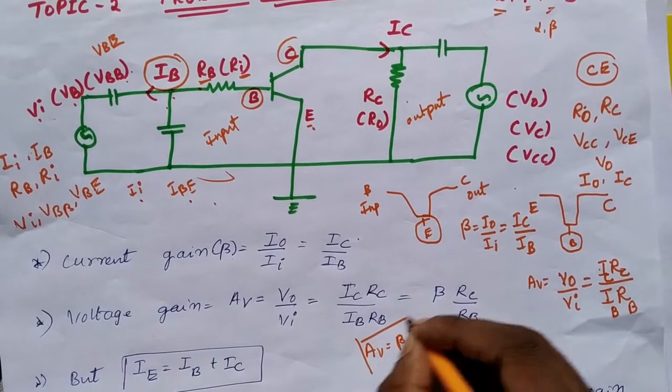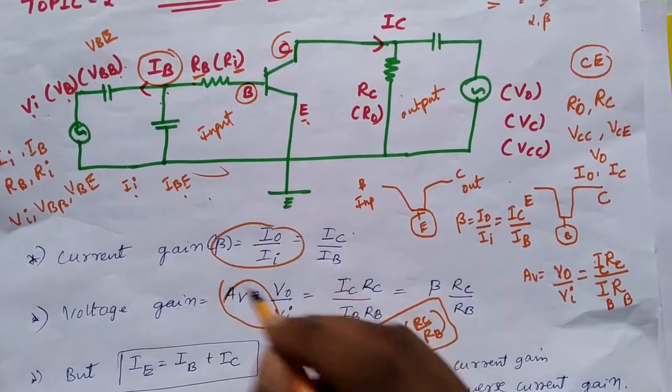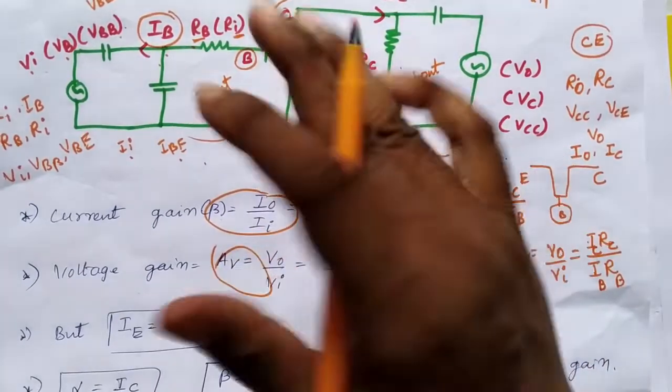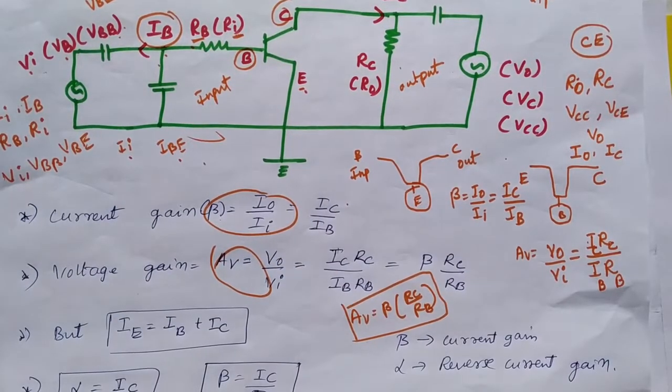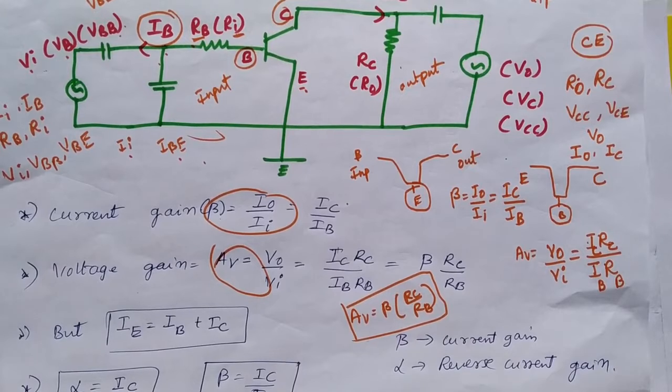Okay, yes, two formulas we have to consider here. One is AV, another one is current gain. Okay, one more time I'm repeating, the right side should be considered as output, that is output resistance is RC or RO, output current is IC or IO, and output voltage is VCC or VCE or VO, and input voltage is VBE, VI or VBB. Input current is IB or IE.